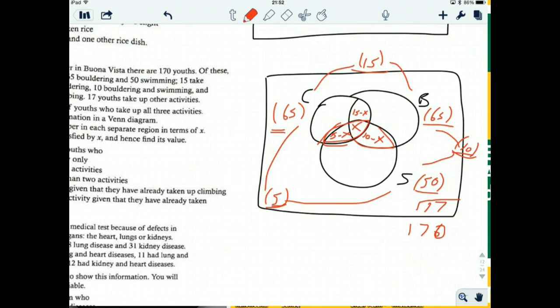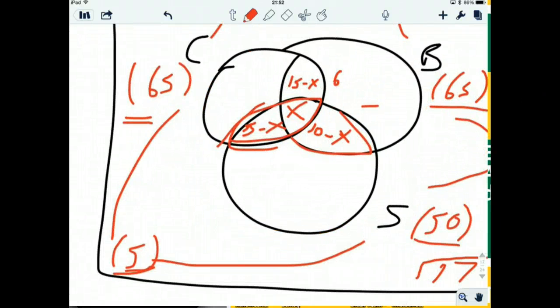Then to figure out how much is in the rest of the bouldering here, we would have the total number in bouldering, 65, and then we'd subtract out the x that's in the middle, and then we'd subtract out the 15 minus x, which is over there, and then we'd also subtract the 10 minus x over there. And then that can be simplified, of course.